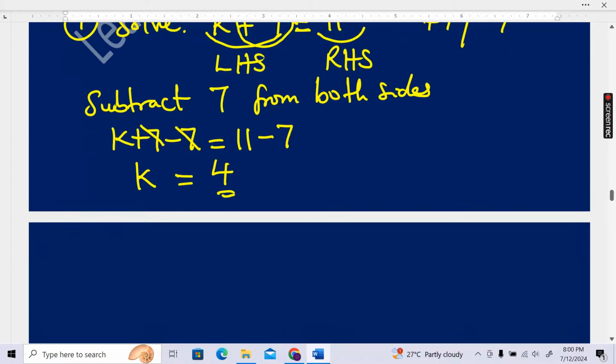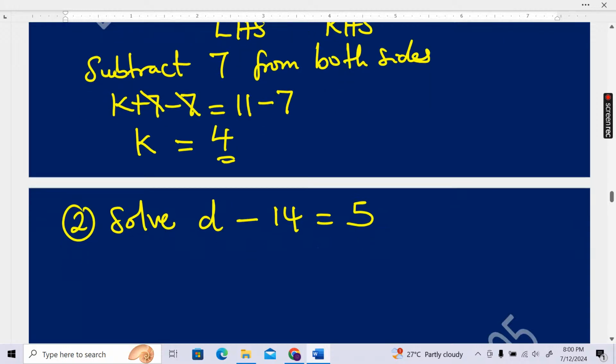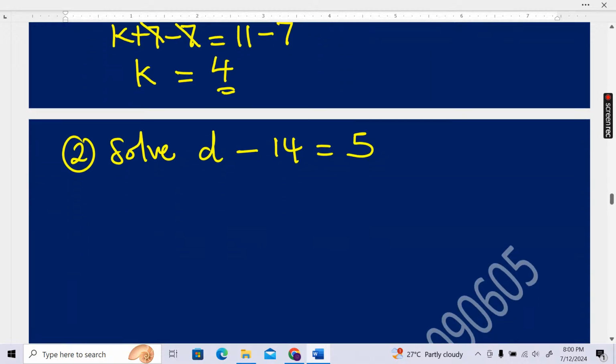Now, the last question for this class. Solve d minus 14 equals 5. What is the correct answer? What is the value of D? If D minus 14 is equal to 5, find the value of D.